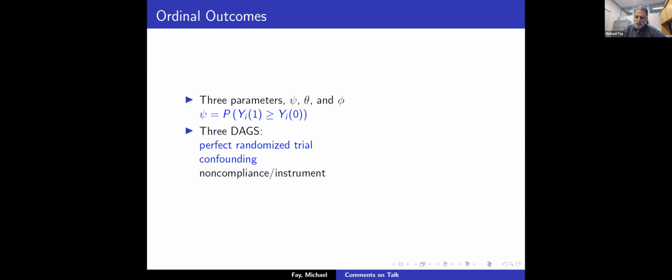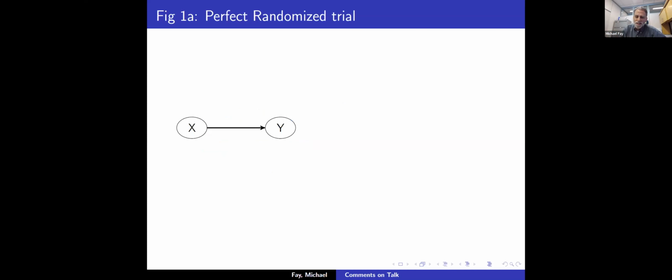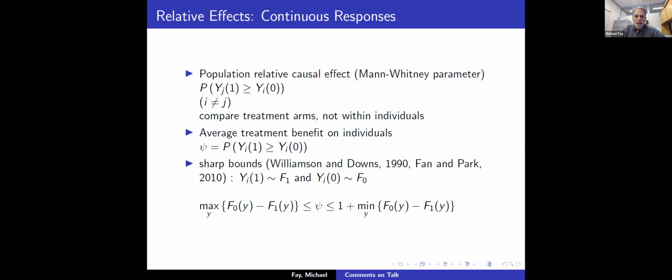I'm just going to focus on this probability of no harm, and the two simple examples: the perfect randomized trial and the confounding example. I like to start with simple DAGs because I'm not really a causal guy. In a randomized trial, you can calculate a causal effect, which is a population relative causal effect, the Mann-Whitney parameter. And it's not really causal to a lot of causalists, because you're not estimating the effect of the treatment on each person or an average effect of each person. You're comparing the population of people who got the treatment and the population of people who got the control.